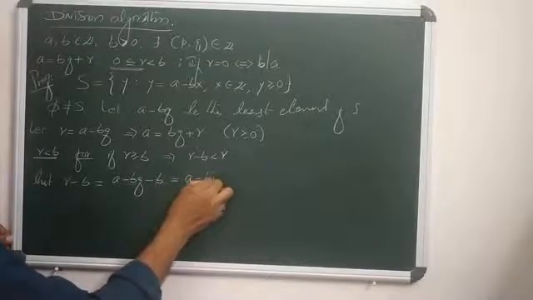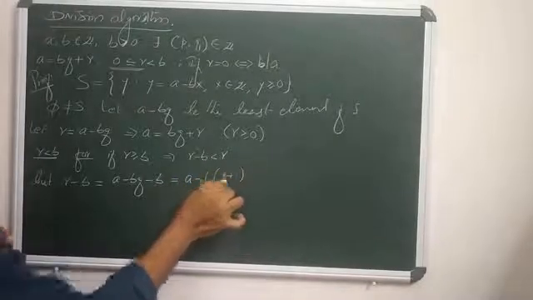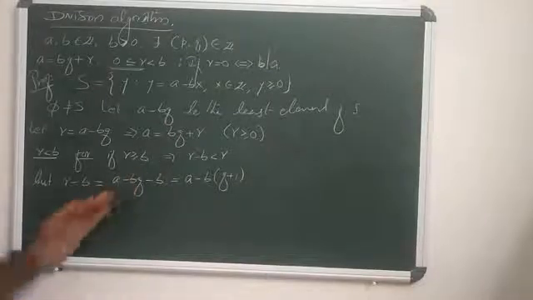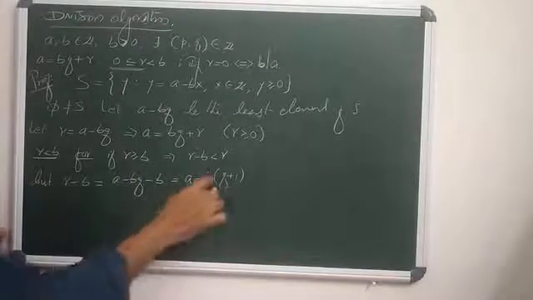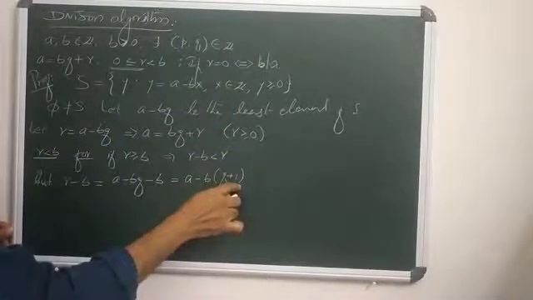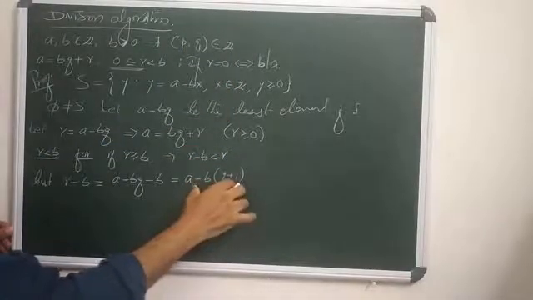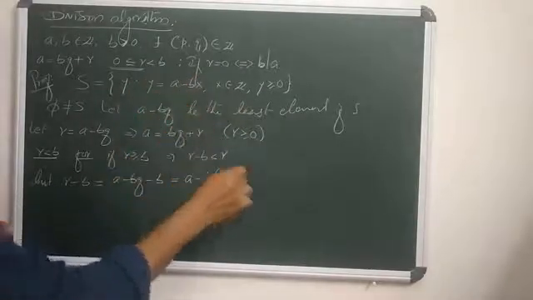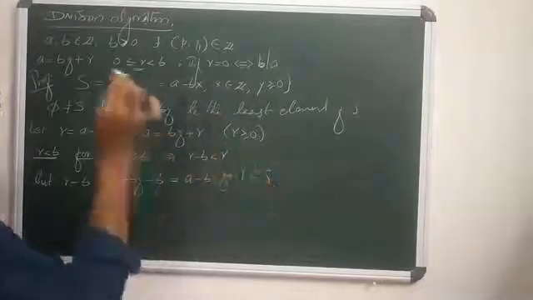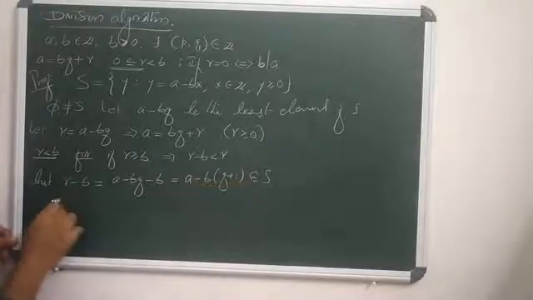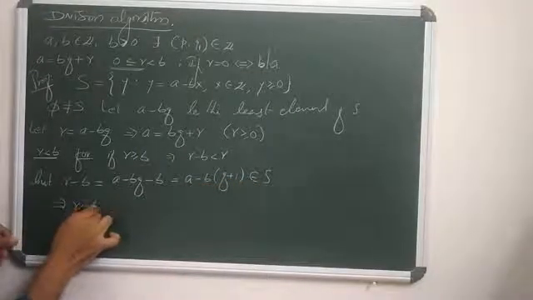which equals a minus b times (q plus 1), taking b outside. b is commonly taken outside. What is q? q is an integer, so q plus 1 is also an integer. Then a minus b times (q plus 1) is of the form a minus bx. So surely this should be present in S. Yes, a minus b times (q plus 1) is present in S, which means r minus b also is present in S.